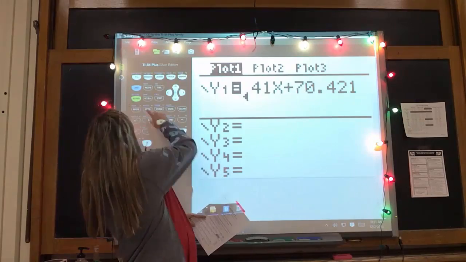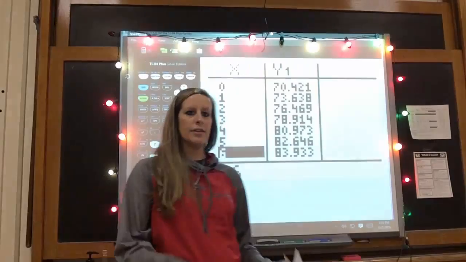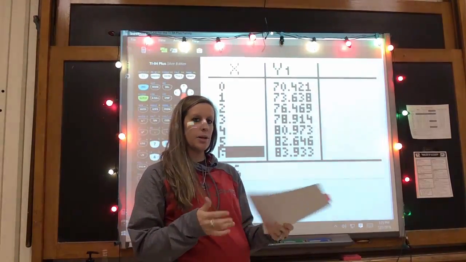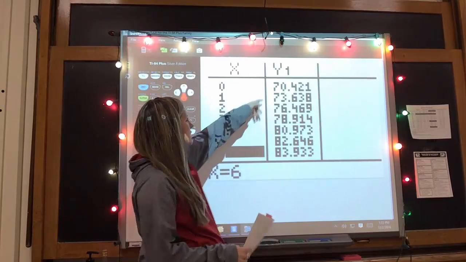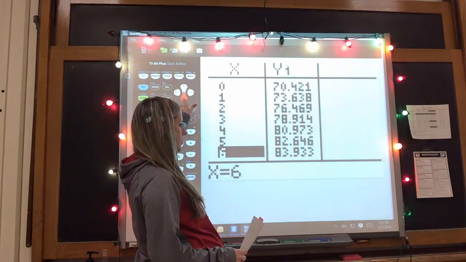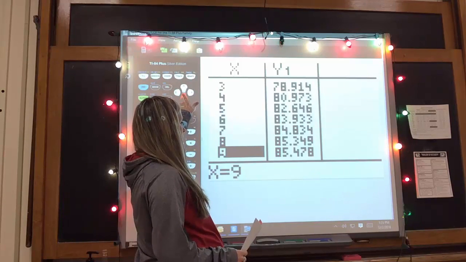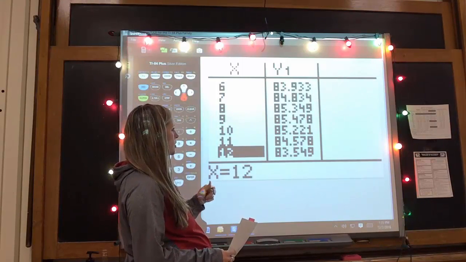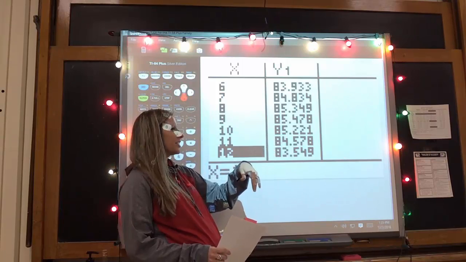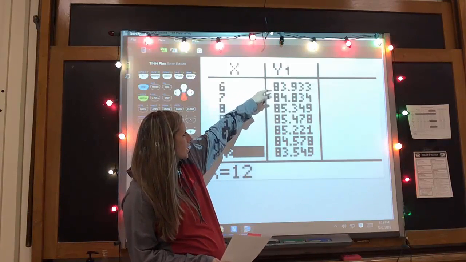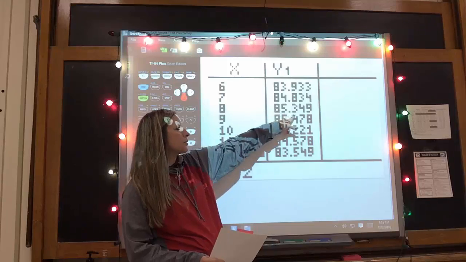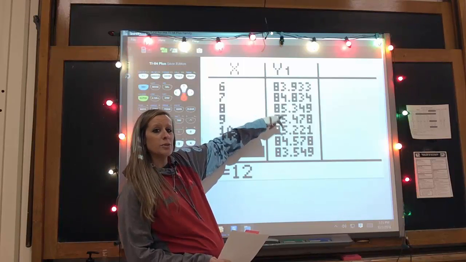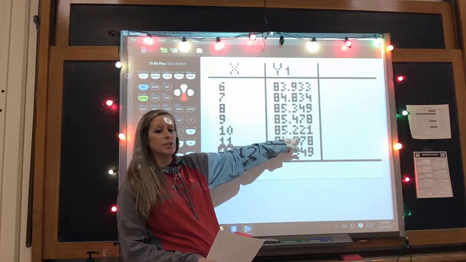Go to your table, so press second graph. So you're going to scroll through that table and find where the biggest cell is. Where's your maximum? Okay, so you can see it's getting bigger and bigger as you go down. So keep going down. You want to find the biggest sale. So look at your y values. Where's your biggest sale? Okay, do y'all see it? Like, it goes up like 84.834, 85.349. It's still going up, 85.478. And then after that, it goes back down to 85.221.